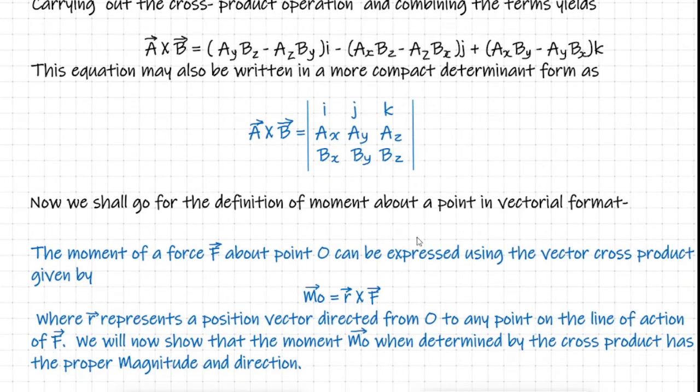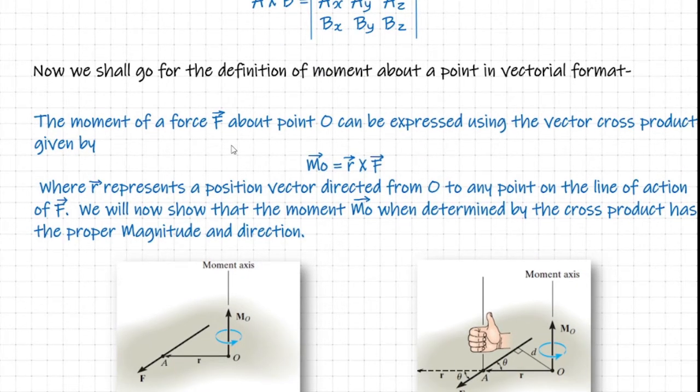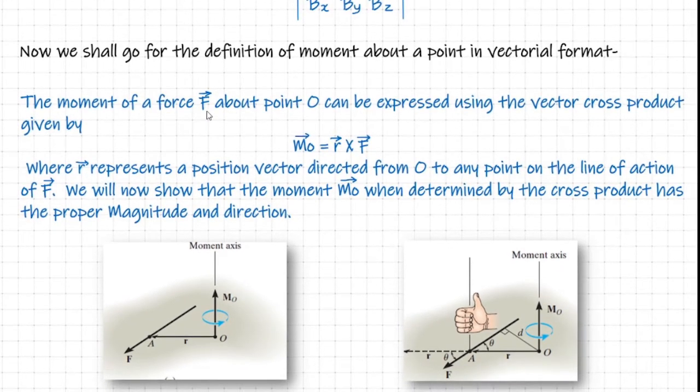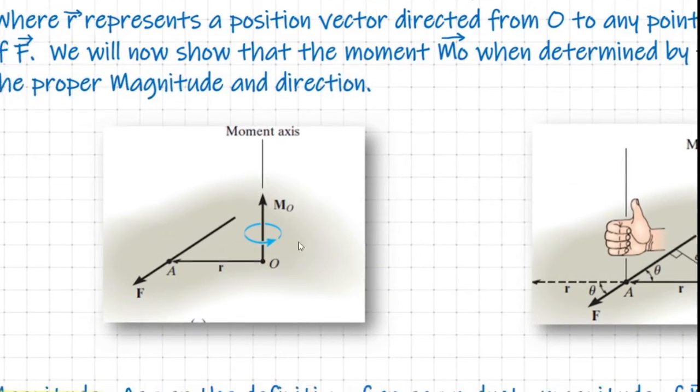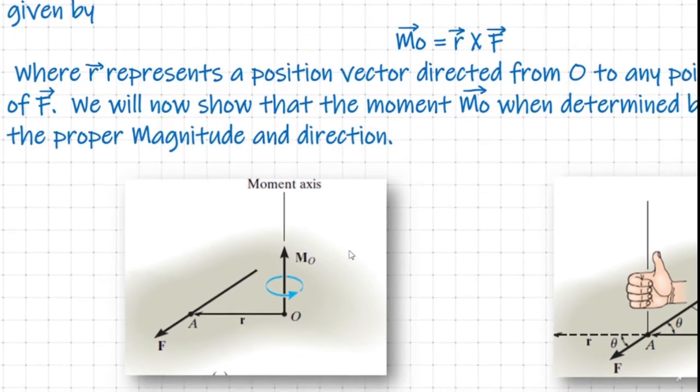Now with this concept in mind, let us go ahead with the definition of the moment of a force about a point in the vectorial format. The moment of a force vector F about a point can be defined as vector MO equals vector R cross vector F. Let me explain this equation by making use of this simple sketch. So this is my point O, and this is my vector F.